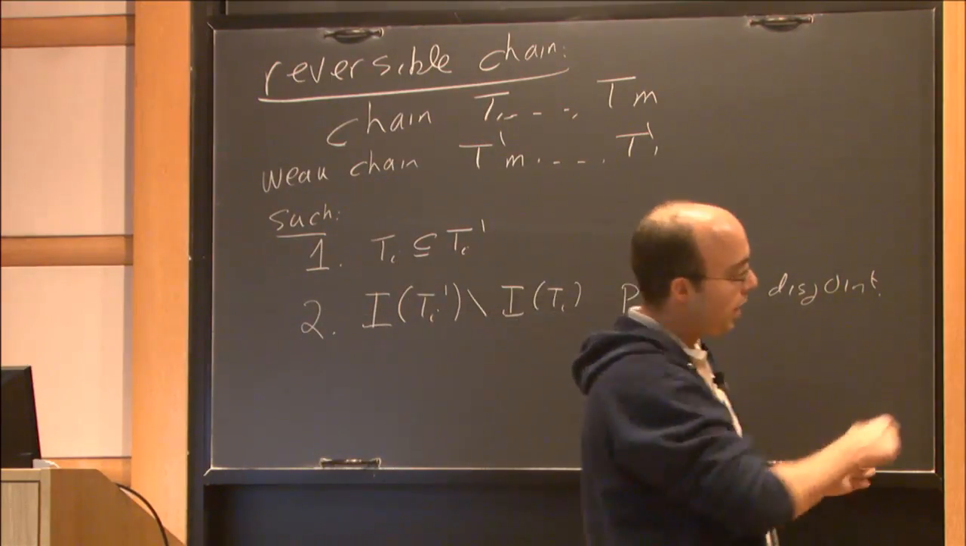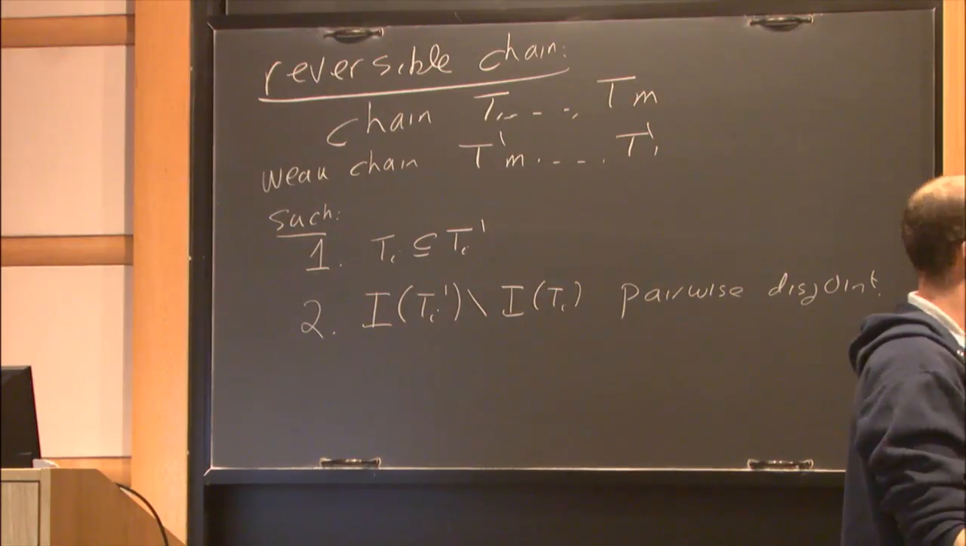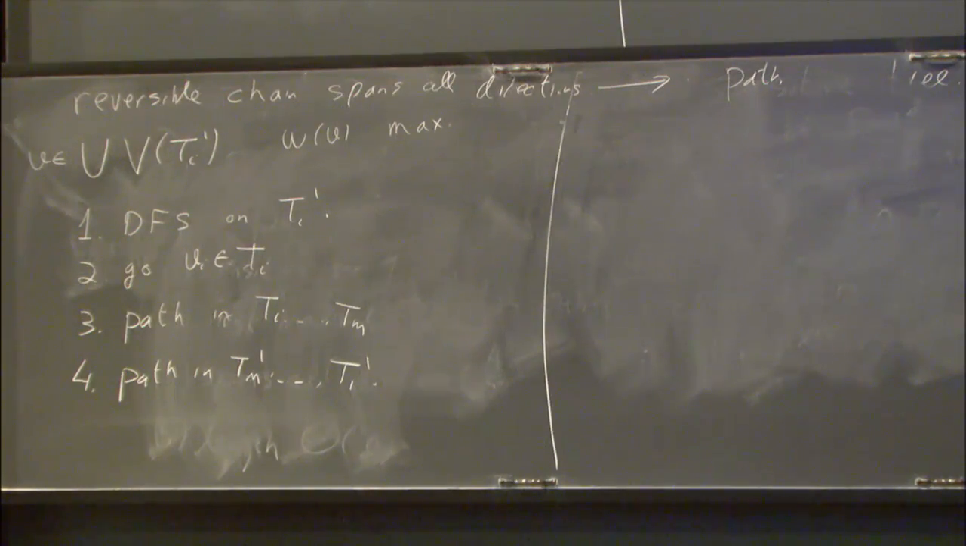But the weak chain requires me to start here. I can start wherever I want in the regular chain and go up. In this weak chain, I have to start at the beginning. I can't start wherever I want. Okay, so now I want to show you why this path is short.